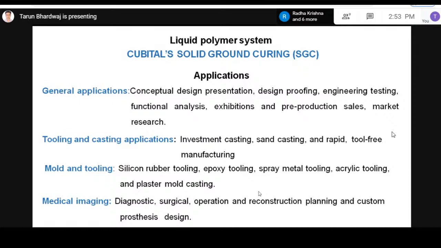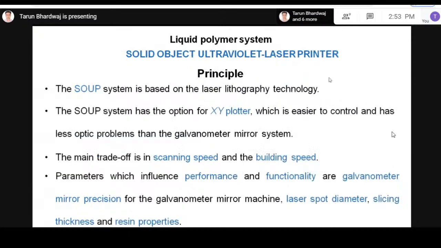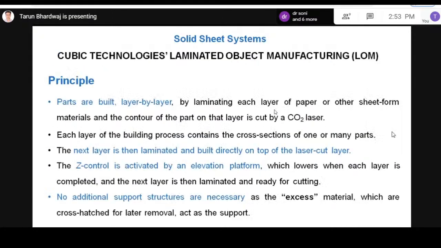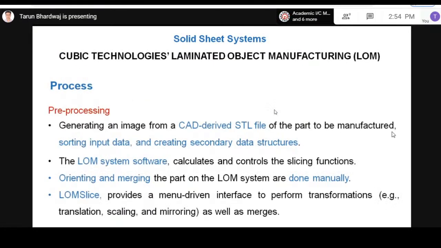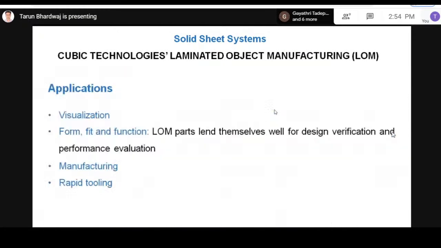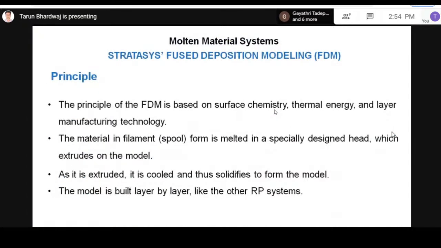Now we are mainly using direct metal deposition or the selective laser melting process. And these are the solid object ultraviolet laser printers that are available. These have the same process for these solid systems, so there's nothing more to talk about them. I will just move to FDM now. It is the main process for polymers.